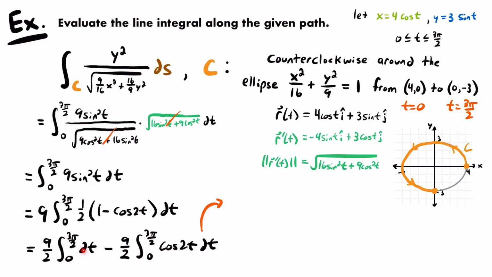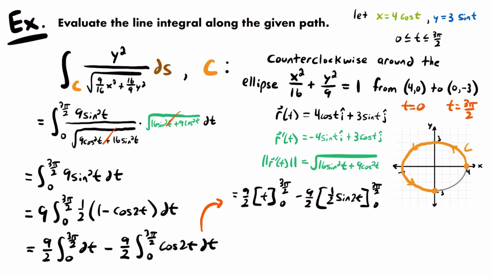We do also need to integrate 1, but that's just equal to t. So this is equal to 9 halves times t evaluated from 0 to 3 pi divided by 2, minus 9 halves times 1 half sine of 2t evaluated from 0 to 3 pi divided by 2. Okay, again, 1 half sine of 2t is the integral of cosine of 2t. You can find that using a u substitution.